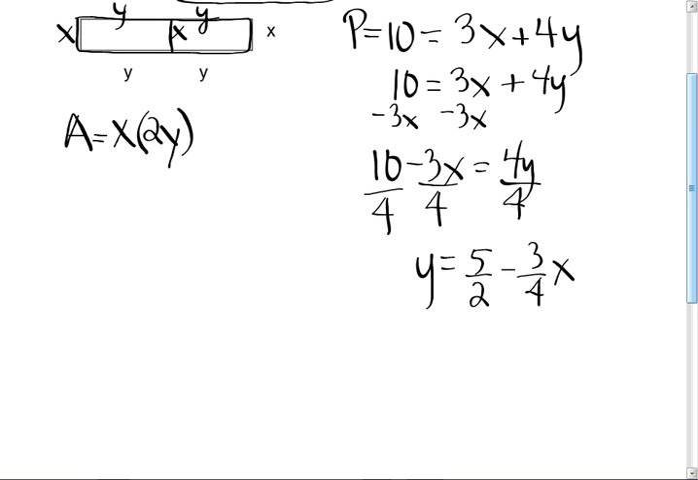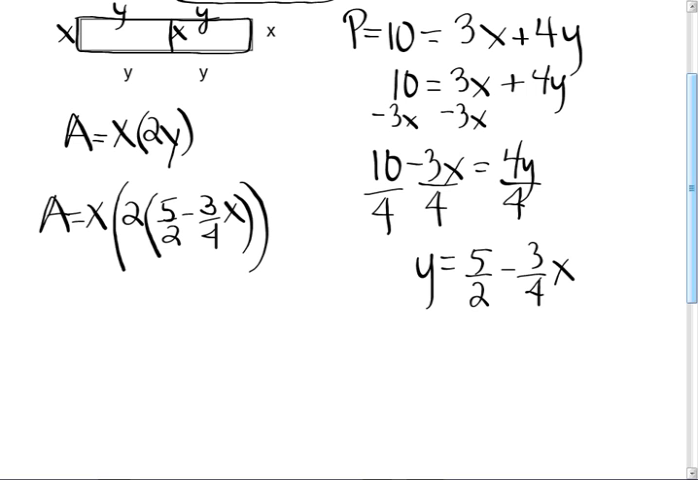So my area, this should be the hard part, is X times 2Y. So it's 2 times 5/2 minus 3/4 X. Just as I do in algebra class, I tell them to simplify as much as possible before they solve their linear equations. So I don't want to take a derivative here until I get it simple looking, and it's not simple looking at the moment. What happens when I distribute the 2 times 5/2? 5. This is going to look a lot better. And what happens when I distribute over here? No decimals, fractions. It's 6/4 or 3/2.